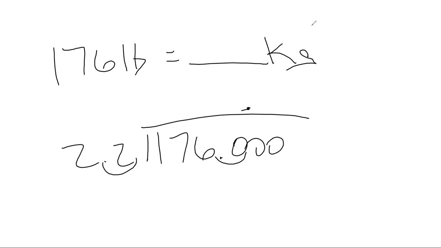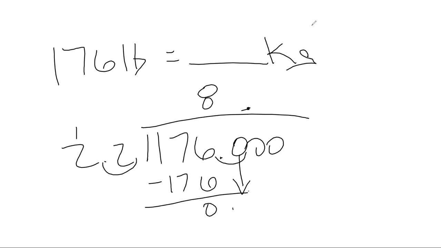22 will not go into 17. We're going to do some quick calculation in our head. We're going to say that 22 goes into 176 8 times. 8 times 2 is 16. Carry our 1. 8 times 2 is 16, 17. So we've got 176 minus 176 is 0. Bring our next 0 down. 22 goes into 0 times. So our 176-pound patient weighs 80 kilos.